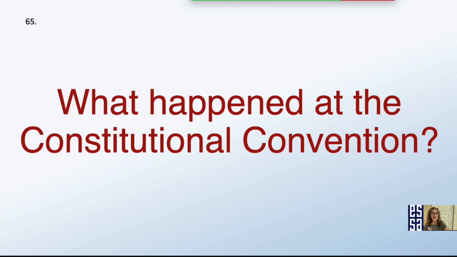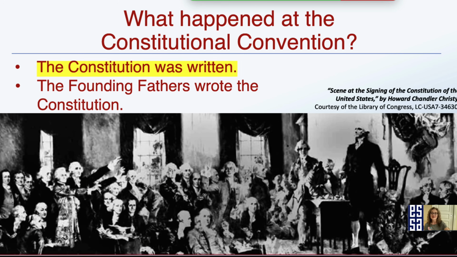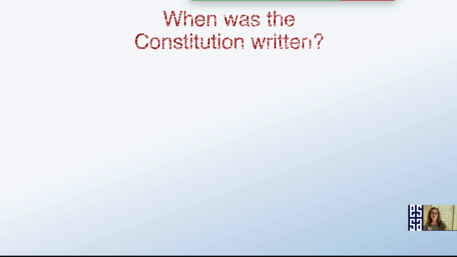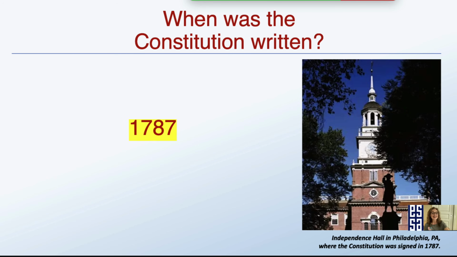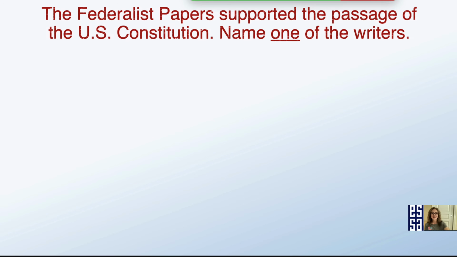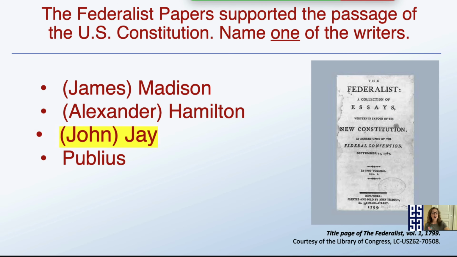What happened at the Constitutional Convention? The Constitution was written. When was the Constitution written? 1787. The Federalist Papers supported the passage of the U.S. Constitution. Name one of the writers. Here we go. I chose John Jay. Also Madison and Hamilton are choices.